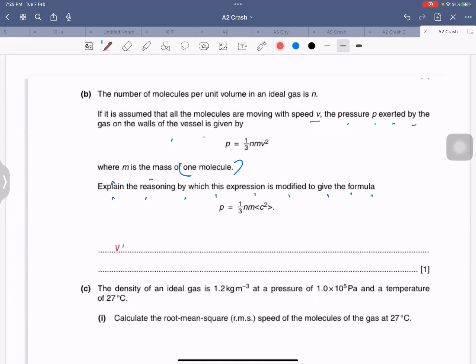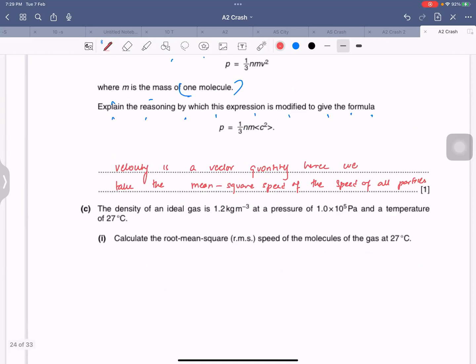But velocity is a vector quantity, right? Hence, we take the mean square speed of the speeds of all particles. Okay, that's why we do that. Then the next one says the density of the ideal gas is 1.2 at a pressure of this and the temperature is 27. Calculate the RMS speed.